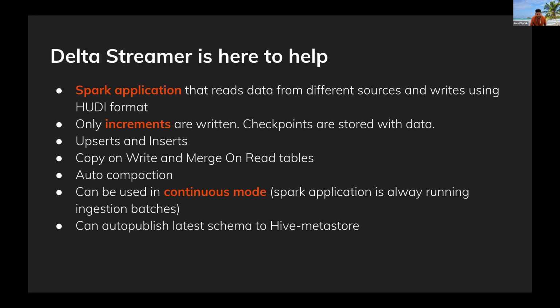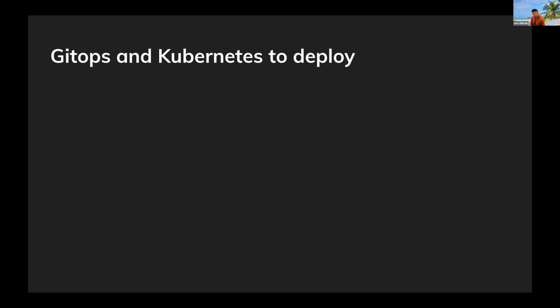The big one is it can auto-publish the latest schema to Hive Metastore, which is very nice given that we wanted this support for schema and to always know what the latest and accurate schema of the data is. And it even supports simple ETL using Spark SQL. So how did we do it?